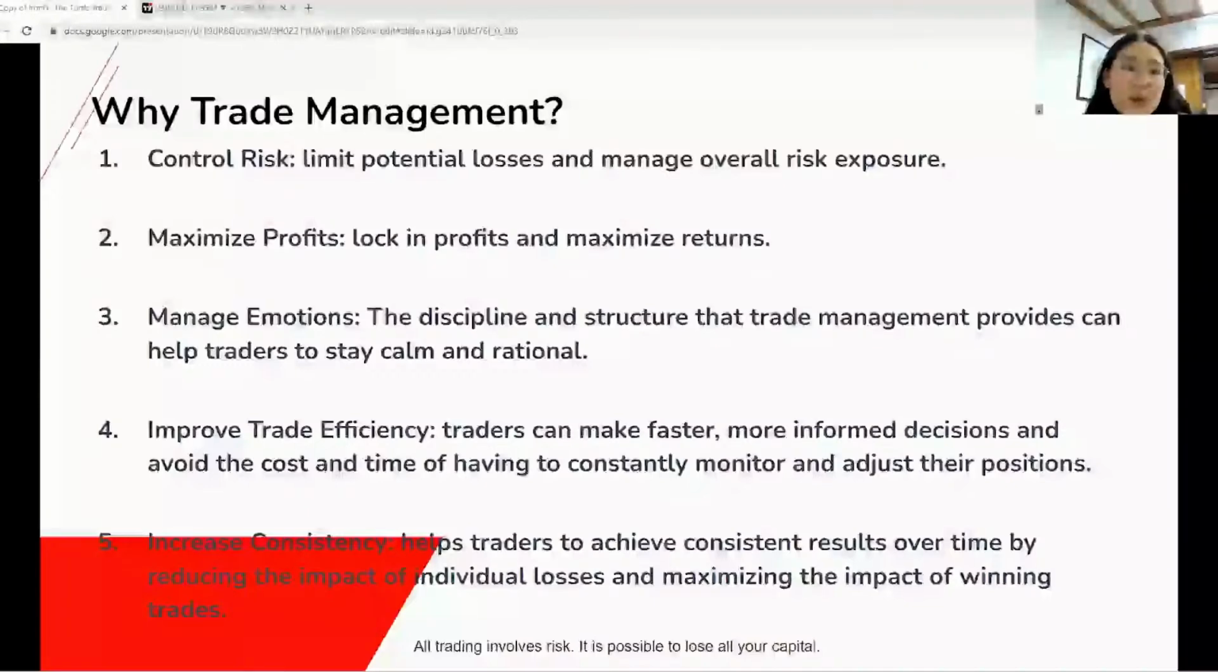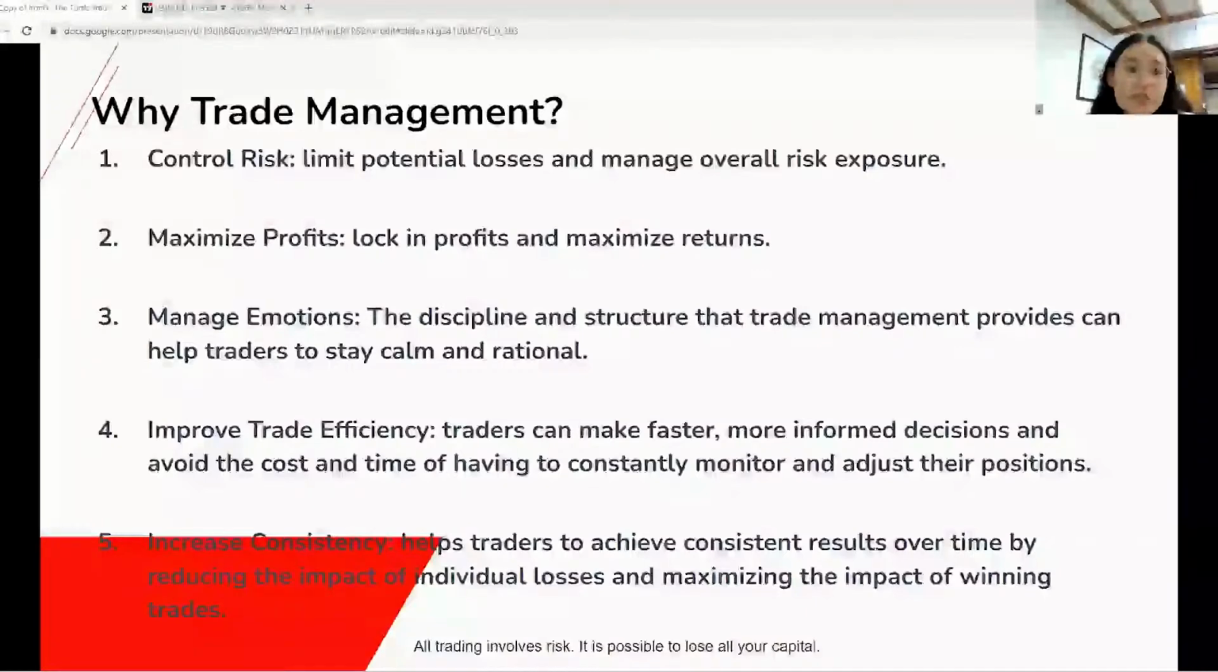Okay, number 4, to improve trade efficiency. If you have a well-defined trade management plan, traders can make faster, more informed decisions and avoid the cost and time of having to constantly monitor and adjust your positions.